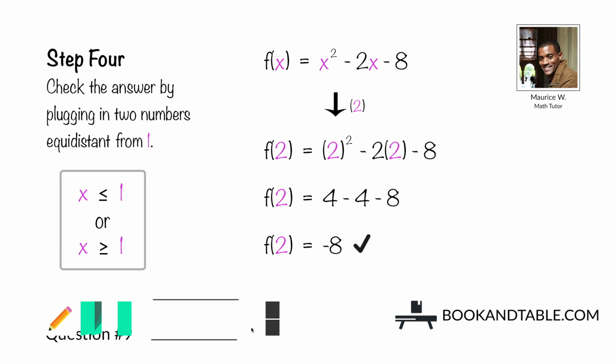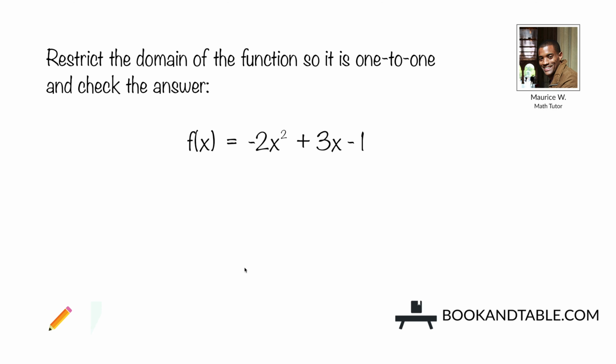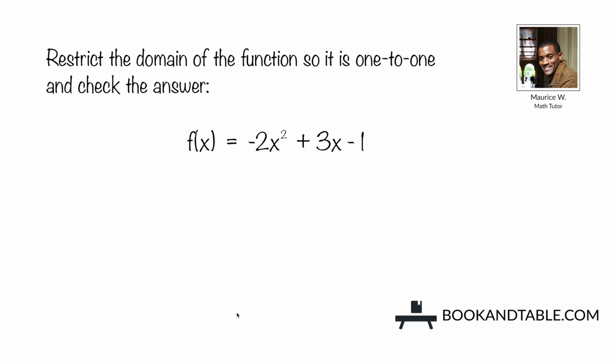Let's now have a look at question number 10. Restrict the domain of the function so it is 1-to-1 and check the answer. And we are given f of x is equal to -2x² + 3x - 1. Pause the video, answer this question, and then press play when you are ready to begin.